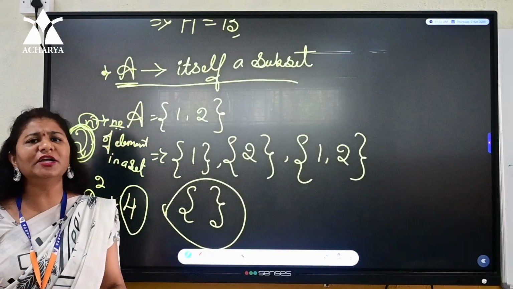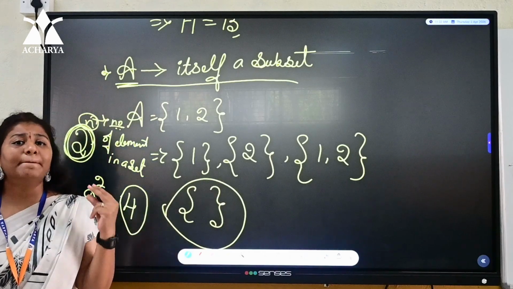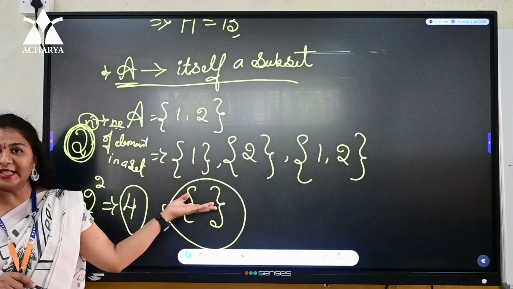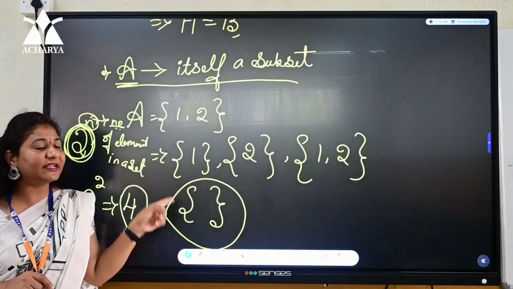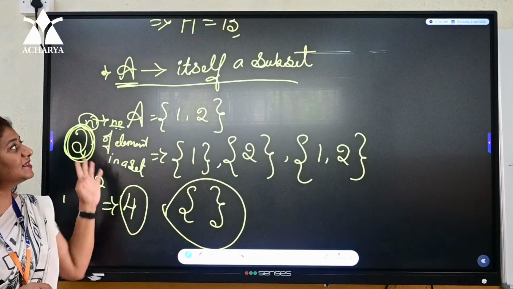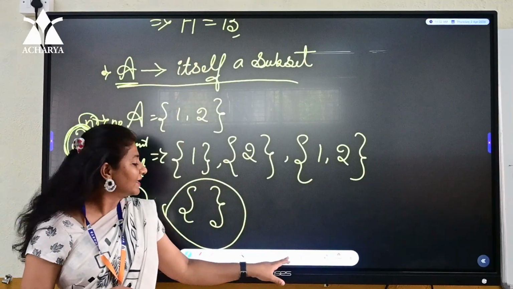You can take any kind of set, whether it is 3 elements, 4 elements or 5 elements. But it is a subset of itself, or any kind of null set. So how many subsets are formed for the set A? 4 elements are formed. So this is how you define a subset. This is the whole concept of a subset.